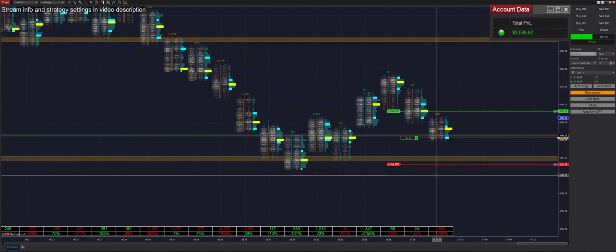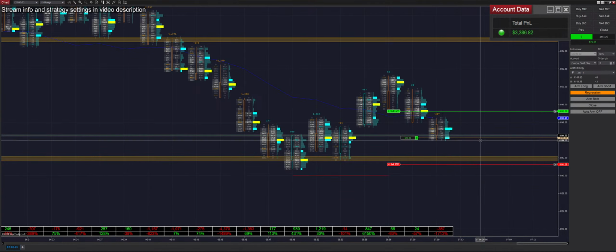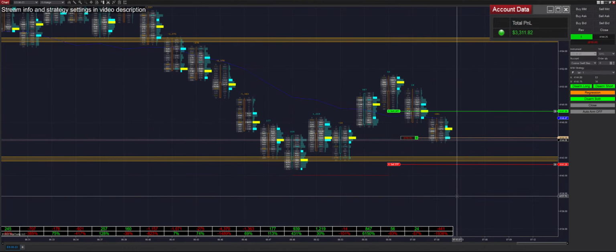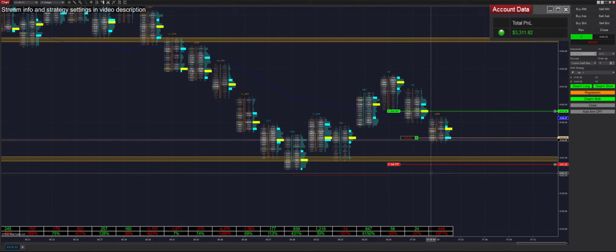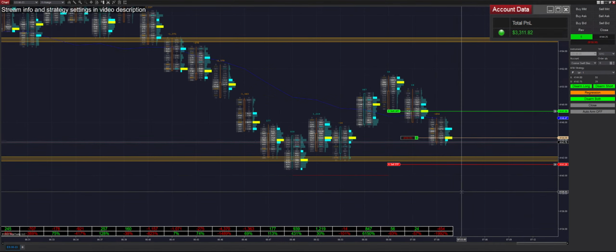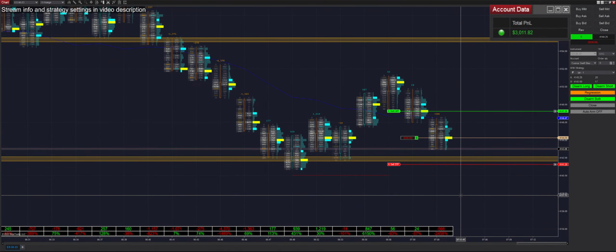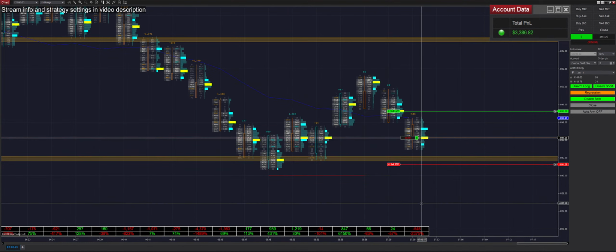All right, looks like we got filled here. These are placed in very strange areas, so it'd be nice to get a bounce off here so we can get a fill.